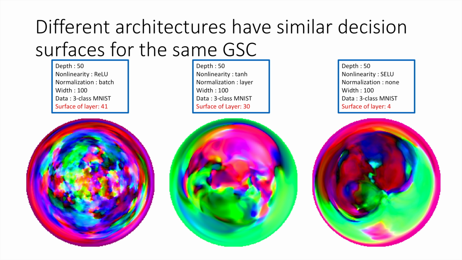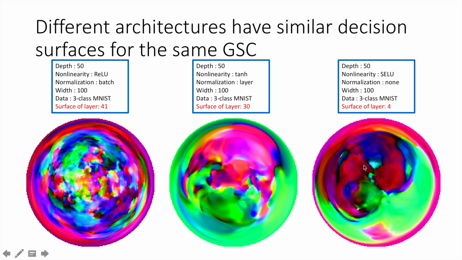To verify that the gradient scale coefficient actually measures the complexity of the decision surface, we plot it for 3 different layers in different architectures. For the 41st layer in a depth 50 batch ReLU network, for the 30th layer in a depth 50 layer TAN network, and for the 4th layer in a depth 50 CeLU network.